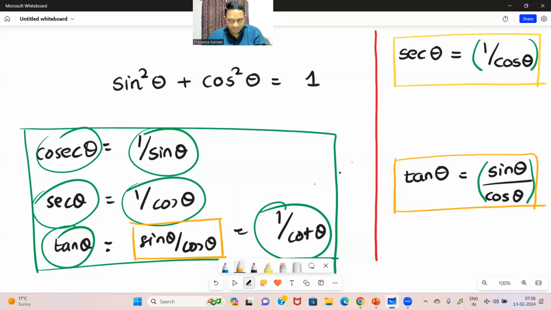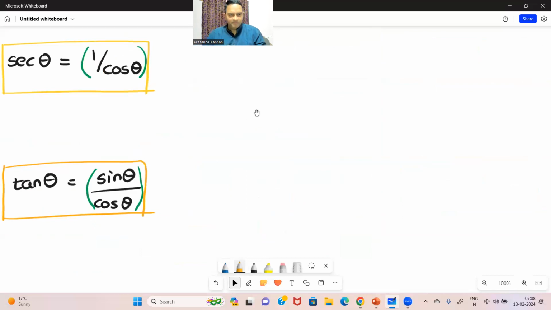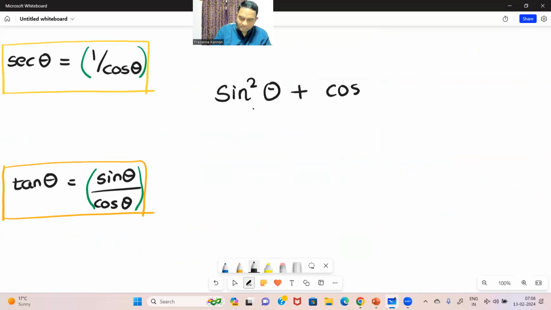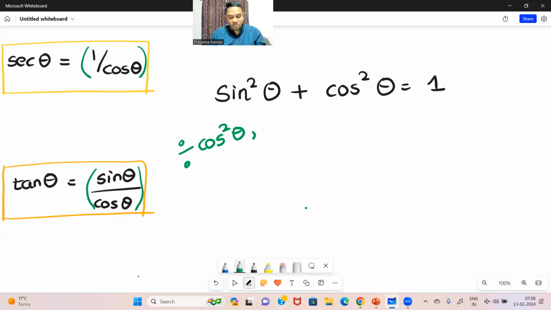Any doubts in this? No. Right. Now we are going to use this and convert this formula into one more important formula. What is the formula we already know? Sine square theta plus cos square theta is equal to 1. We know this, right? Now what I'm going to do is divide both sides with cos square theta.